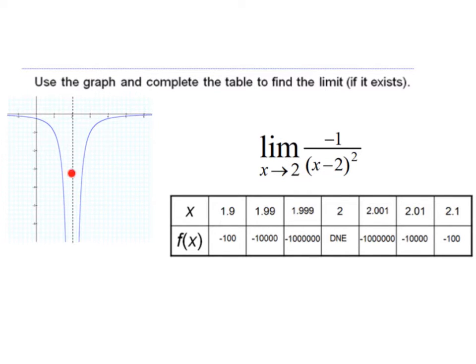And so where x equals 2 is a variable, and because the denominator is a perfect square, on either side of it they're on the same side of the x-axis. So you can see that as x approaches 2 from the left, it approaches negative infinity, and as it approaches from the right, it goes to negative infinity. So we say that the limit here does not exist, but since they're both going to negative infinity, you would say that the limit goes to negative infinity.